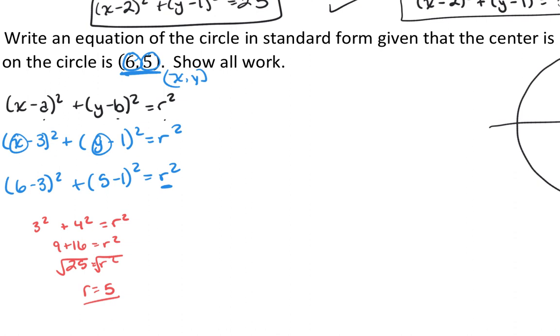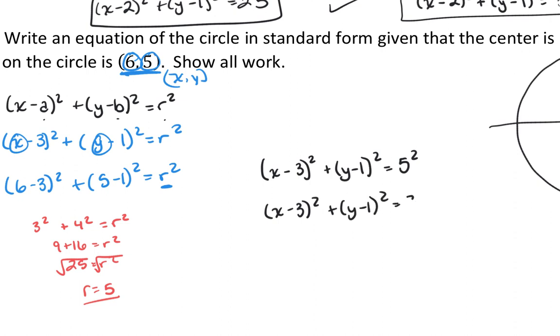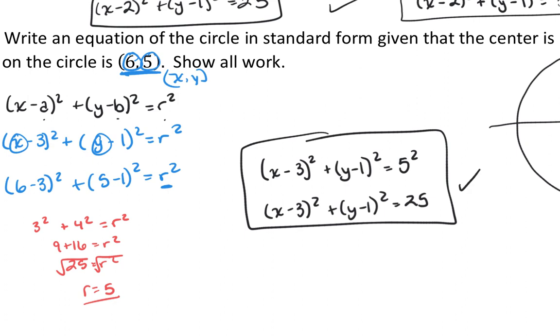So now, if we were to rewrite this, we'd get our equation of a circle as x minus 3 squared plus y minus 1 squared equals 5 squared. Or also, like on the one up top, and these should both be taken as correct answers.